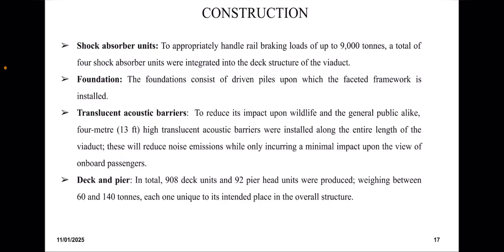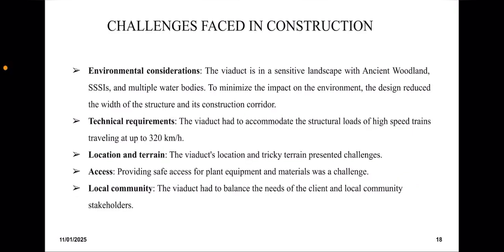In total, 908 deck units and 92 pierhead units were produced, weighing between 60 and 140 tons, each one unique to its intended place in the overall structure. Moving on to the challenges faced in the construction of the Colne Valley Viaduct.